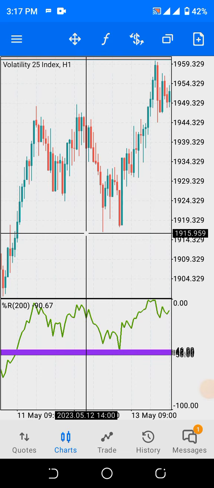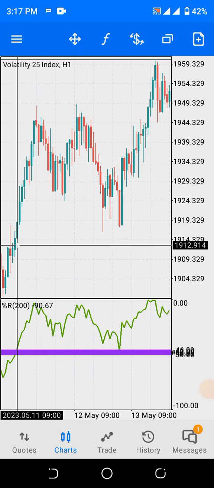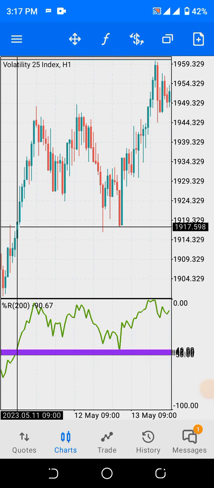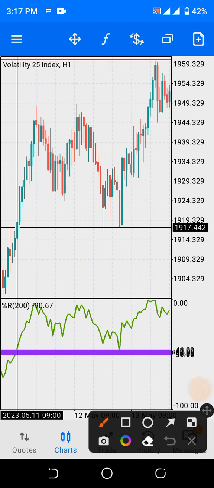This is what I mean. This is the crossing of the green line of the Williams Percent Range indicator crossing the purple line. Once this crossing occurs, that is a clear buy signal. The point where the crossing occurs is where you make your buy entry. This is the candlestick where the crossing occurred.